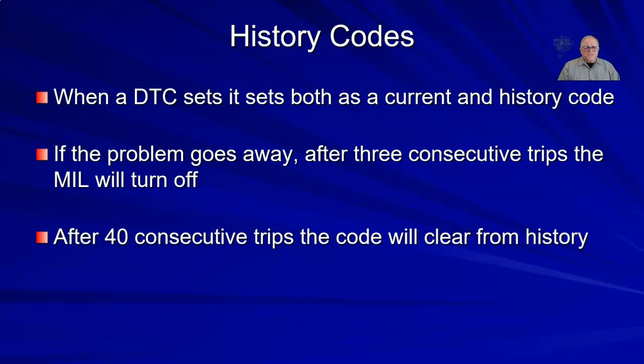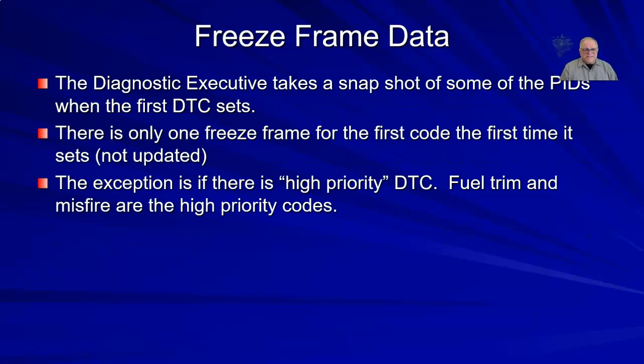On the OBD2 system, when the problem occurs and it sets a code, it sets as both a current and a history code. Shut the car off, next test drive. If the test runs again and the problem is still there, it'll be both a current and a history code. If it runs the test and the problem's not there, the light's going to stay on, but it's strictly a history code.